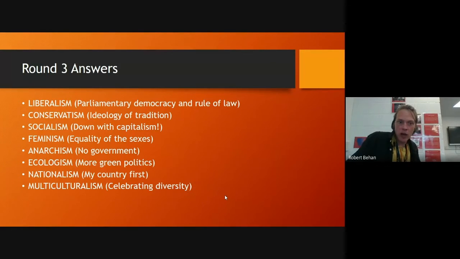Anarchism is the idea of no government. Pretty wacky, pretty zany, but that does come into the course at various points. The ideology of green politics, ecologism, we will look at that as well at some points in the course. Nationalism is the idea of my country first, putting one's own country first before other interests, and then the idea of celebrating diversity, multiculturalism. Bit of a tricky round on that one. Well done if you got any of those.